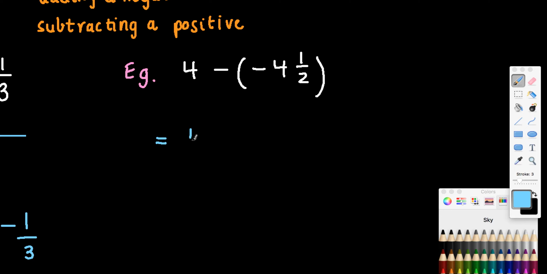When we're taking away a negative number, it's actually the equivalent of adding the opposite of that number. So taking away -4.5 is the same as adding 4.5. And so here I could just add the whole numbers together, 4 and 4, and then add the half as well. So I get 8.5 for that one.